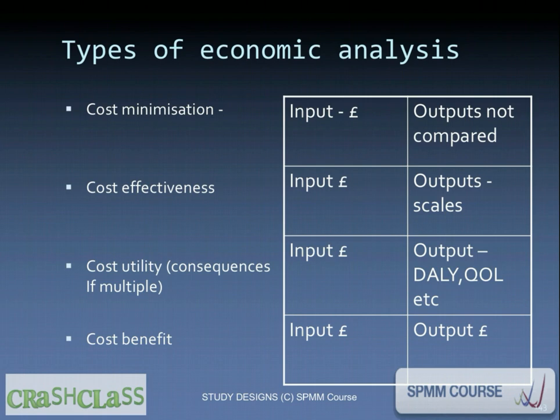Okay, good. So what is the next bit? Now you have cost benefit analysis, the fourth type. In cost benefit analysis, you measure input in money, you measure output also in money. So if I invest so much money in a particular program, what is the amount of money I could save?